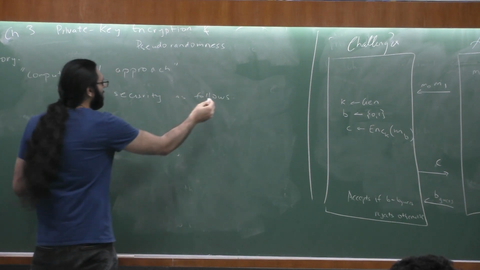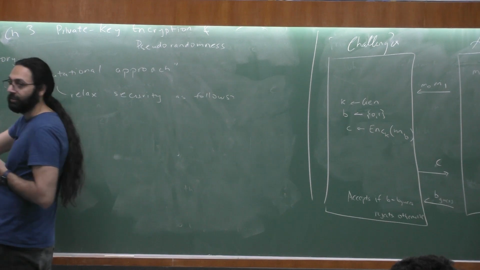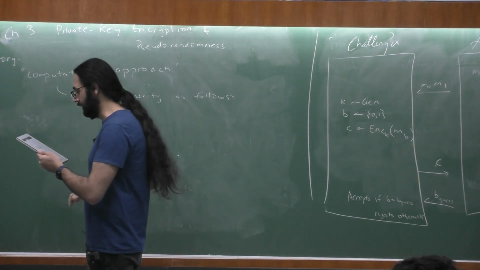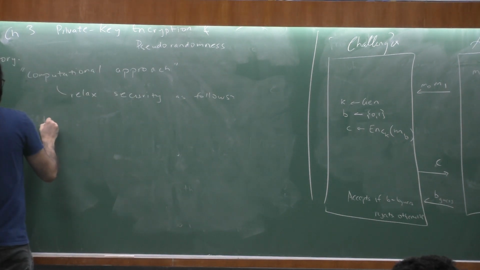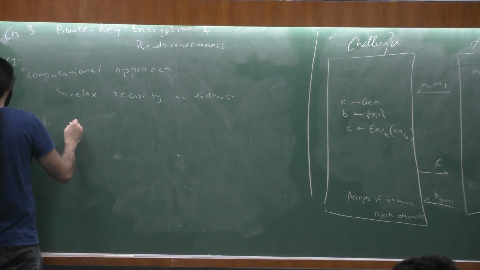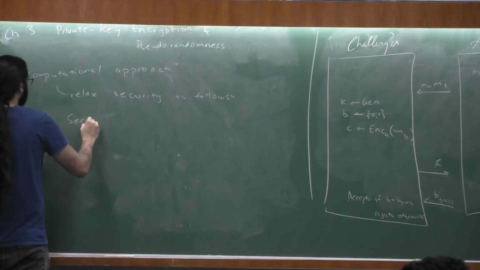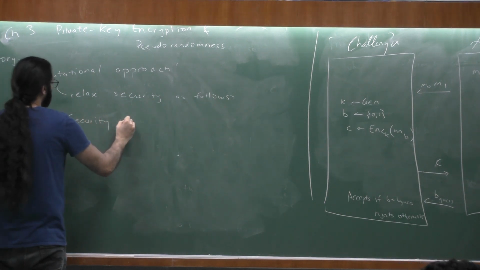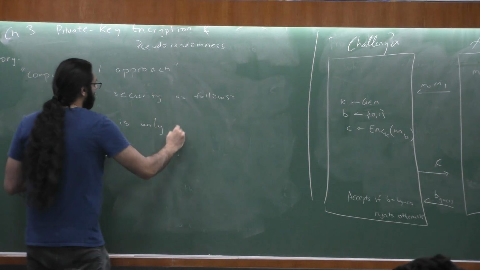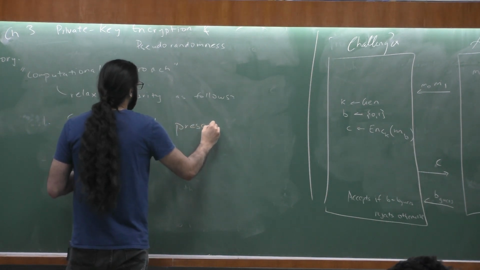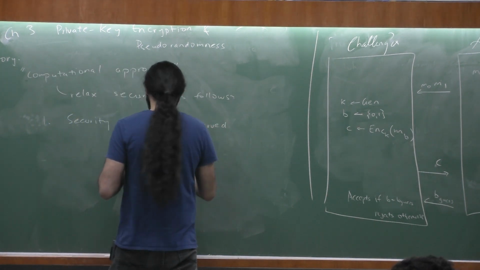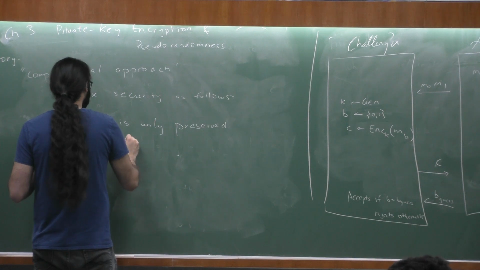And we do need to relax, because if we don't relax, then we have this theorem that's preventing us from decreasing the key size. So we do need to relax. And how do we relax? We start by first saying that security is only preserved against efficient adversaries.